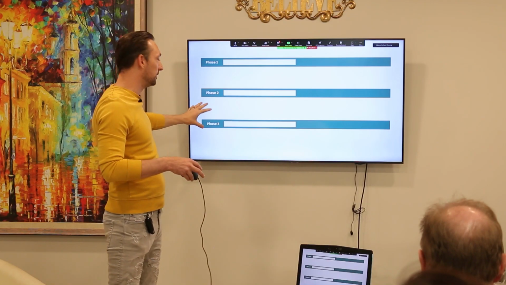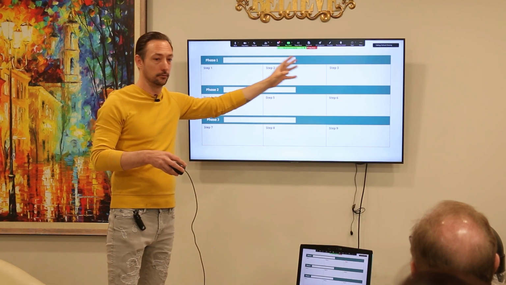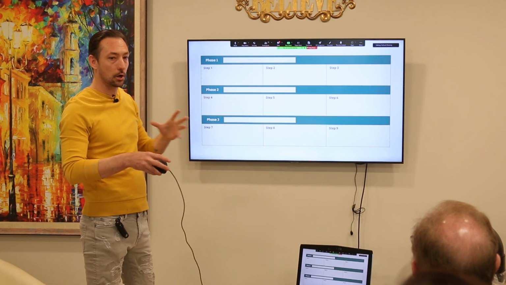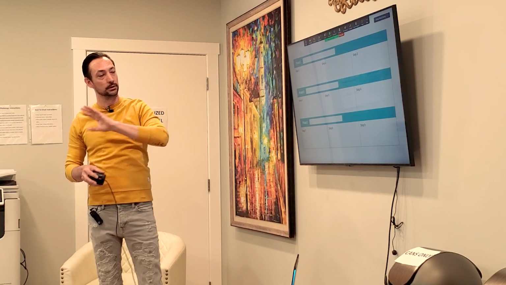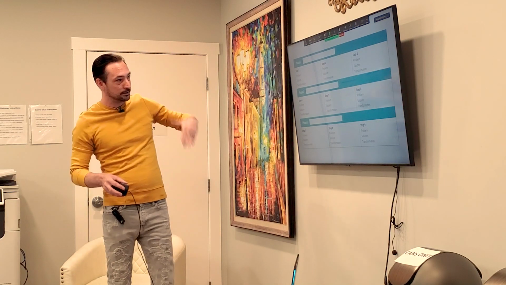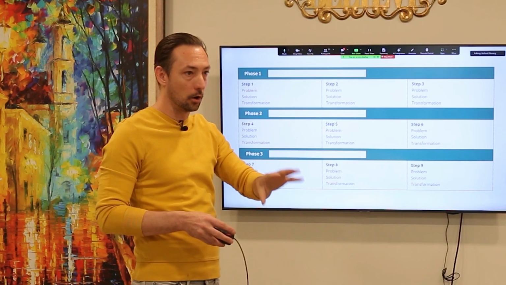So with these 3 phases, we're going to go another step deeper. We're going to figure out what the 3 steps are for each one of these phases. So we're slowly carving out your signature solution, the way that you specifically help people. This is all going to make sense in a second. We're going to take it one more step, and we're going to talk about the problems, the solutions, and the transformations that exist in each one of these steps. This is going to give us the ammo that we need to create the content that's going to meet our clients or our prospects where they are in their journey.